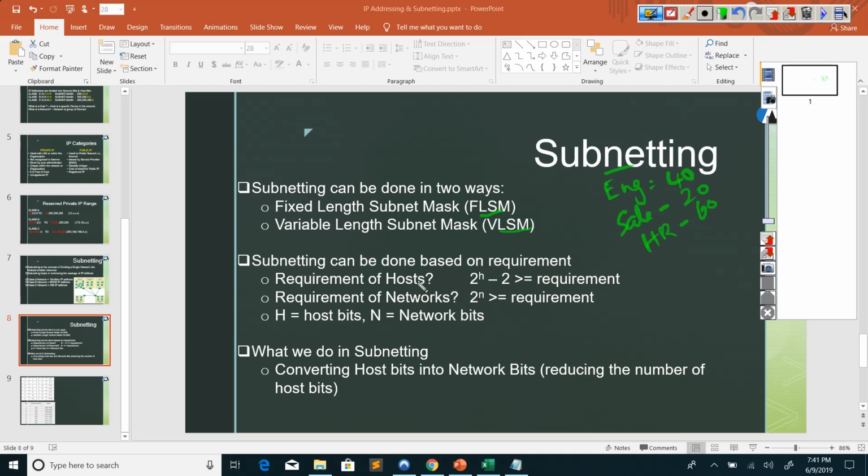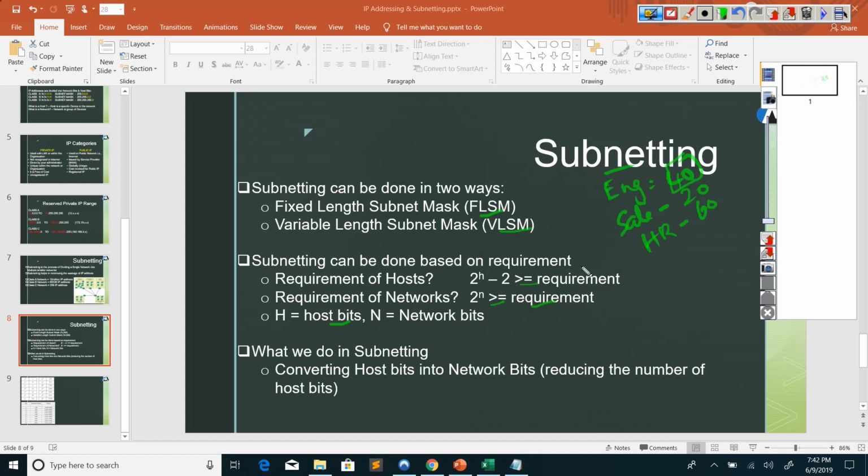Subnetting is done based on the requirement of hosts, and there is a formula. If the requirement of hosts is 40 IPs, then the formula is 2 to the power of h minus 2, where h denotes host bits. To calculate the networks and how many you require, it is 2 to the power of n greater than or equal to the requirement. Here, 2 to the power of h minus 2 greater than or equal to the requirement.